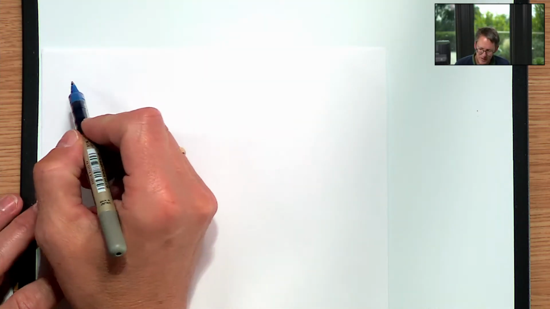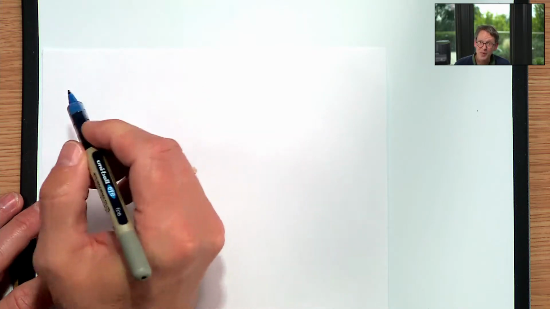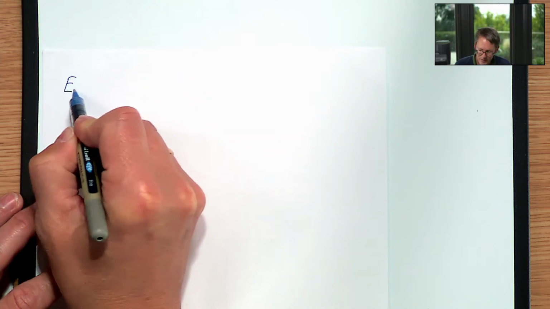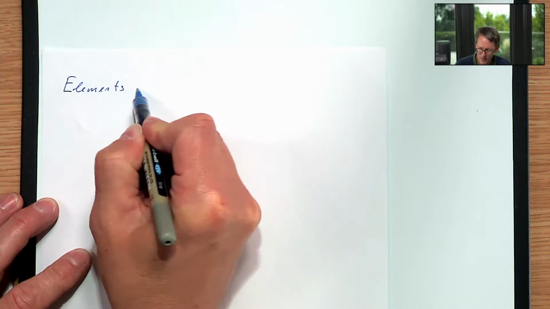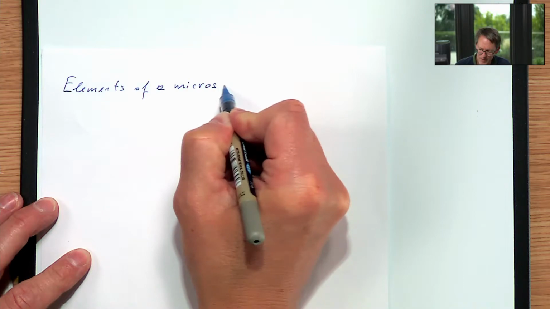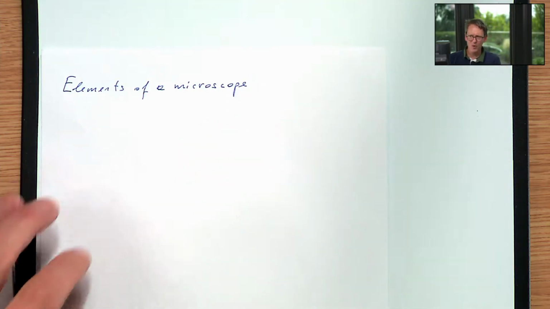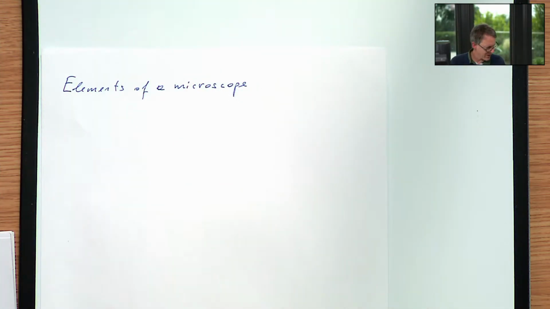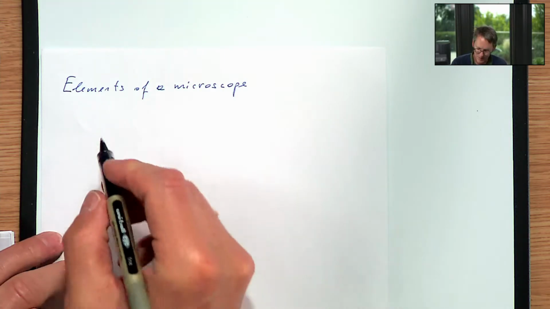So let me now briefly recap some things that you should already know from school, but that are useful nevertheless to have a quick chat about again. So let's call this part of the lecture elements of a microscope. And so before I go into that, let me just recap some simple geometric optics.